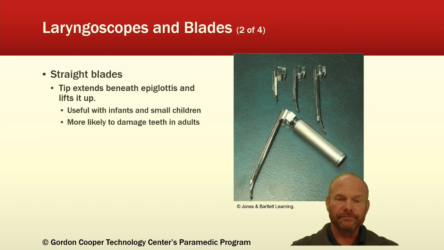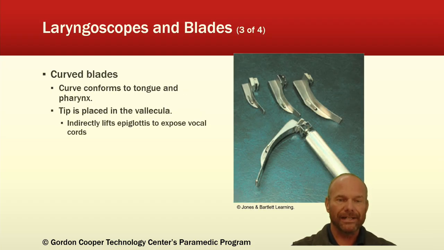So the tip of the straight blade is designed to go under the epiglottis, mention that, and directly lift it to expose the vocal cords. Now this blade's particularly helpful in infants and small children because they often have a really long and floppy epiglottis that can obscure the airway. Now be careful with adults because it's very easy to damage teeth if you're using a straight blade and not being thoughtful about the way that you're doing it.